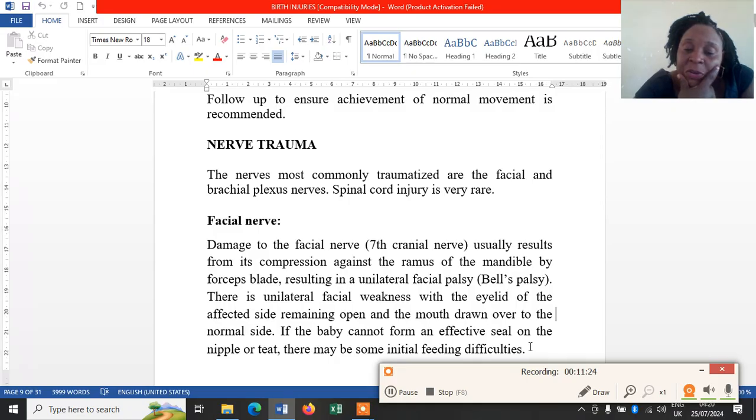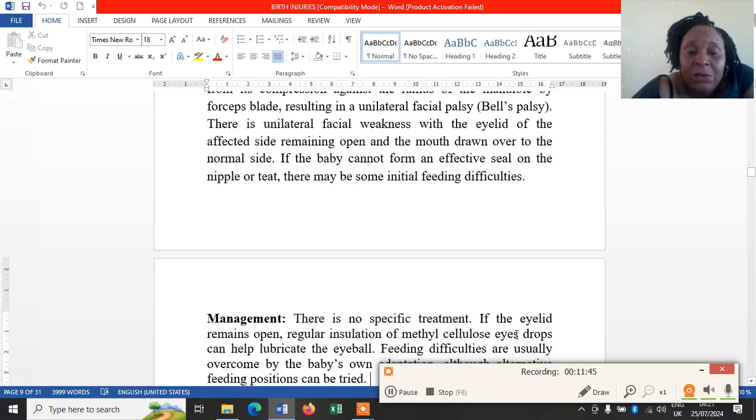If the baby cannot form a firm grip, it means one of the key examinations is to examine for the sucking reflex. And when we try to put a finger in the baby's mouth and this baby cannot form an effective seal, it means there might be damage on one of the sides of the baby.